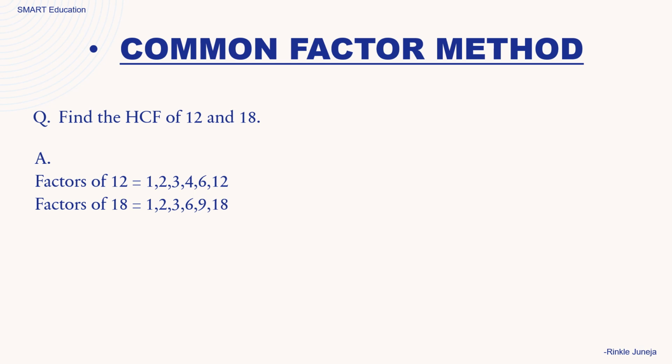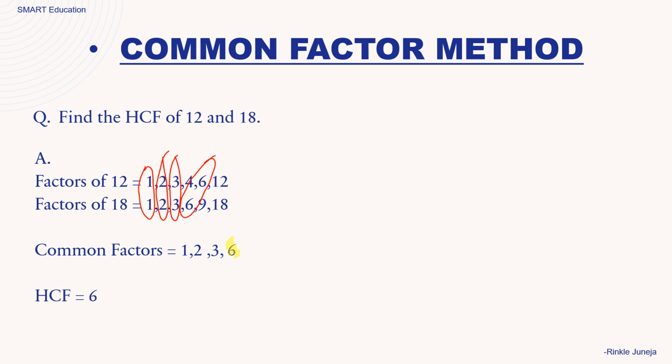So you can see over here, 1 is a common factor, 2 is a common factor, 3 is a common factor, and 6 is a common factor. So we have common factors as 1, 2, 3, and 6. Now HCF stands for highest common factor. So highest of all is 6. So we can say that the HCF of 12 and 18 is 6. I hope this is clear.